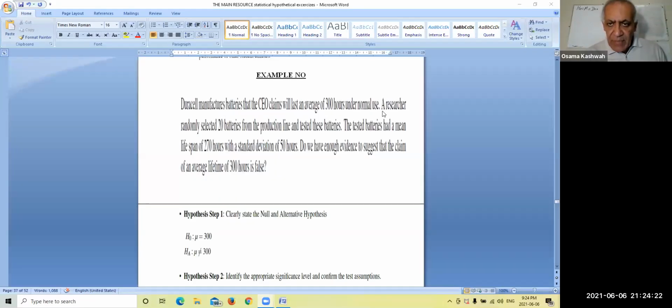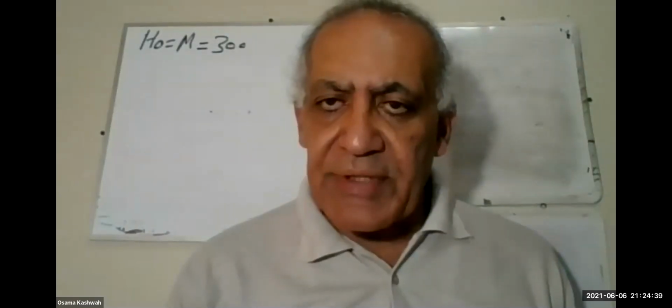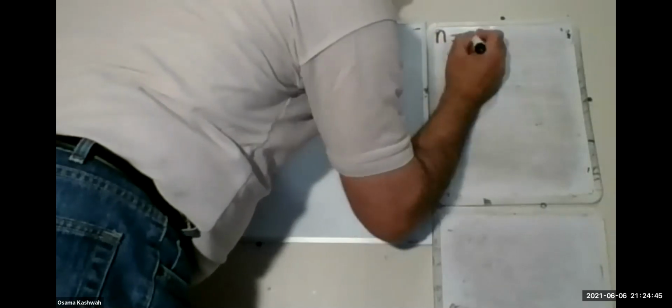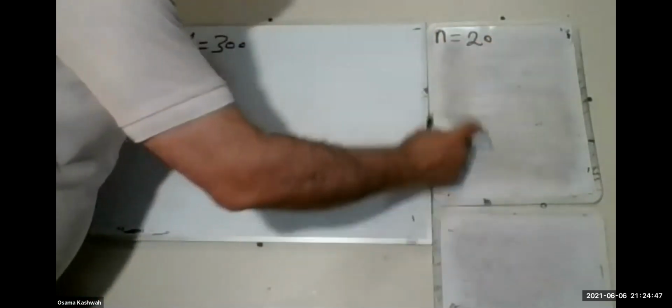Let us go back and see one by one. A researcher randomly selected 20 batteries. Wait a minute. This is N. We call this N. Sample of 20 batteries, so N equals 20. Perfect. Then I will go here, and put the sample on the side and write it here: N equals 20. I will put the data given here.